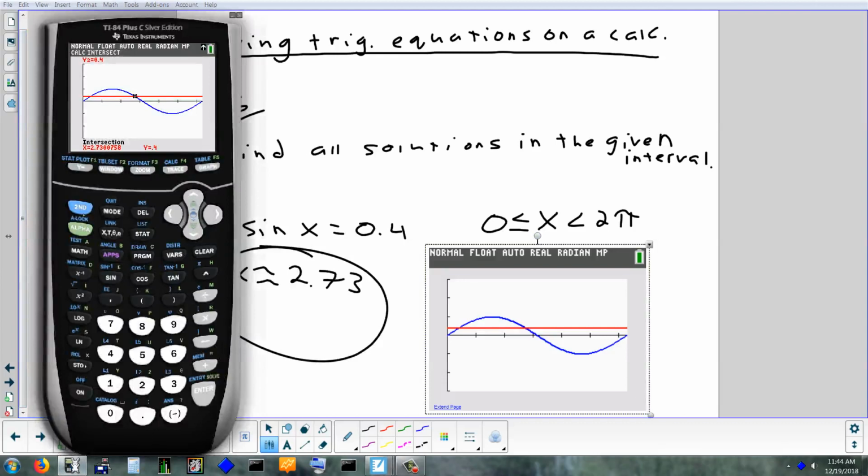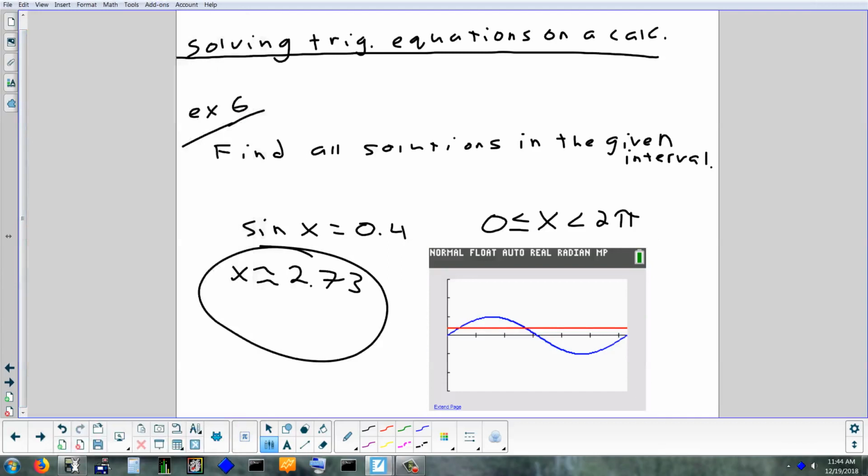And now to get the other one, second calc, intersect. Go over to here and do it again. 0.41.